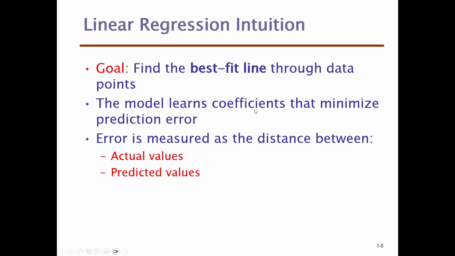Also, the model learns coefficients, the coefficients that will minimize the prediction error. That's the concept of slope. We'll talk about that. Also, error is measured as a distance, as we mentioned earlier, the residual. Error is the same as residual: the difference between the actual value of the output, the training data's actual Y value, and the predicted Y value. The goal is that we want to make it zero. Then we have a perfect system, like college algebra and linear regression.